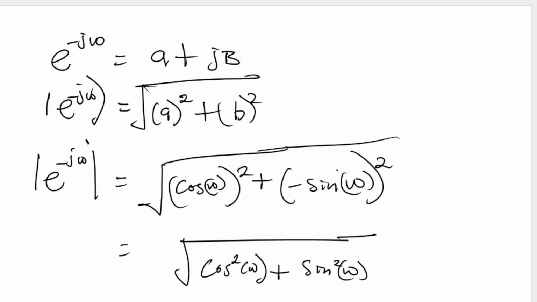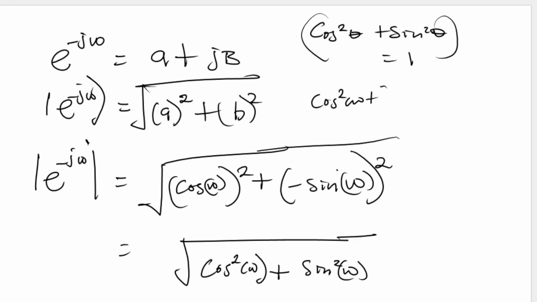Now remember, you are seeing cos square W and sine square W. When we talk about trig function identification, we know that when we consider the fundamental functions of trigonometry, cos square theta plus sine square theta is equal to 1. So if you apply this concept here, you simply have that cos square W plus sine square W will be equal to 1. So what you have here will be equal to 1.